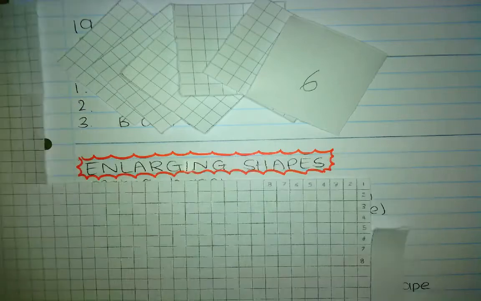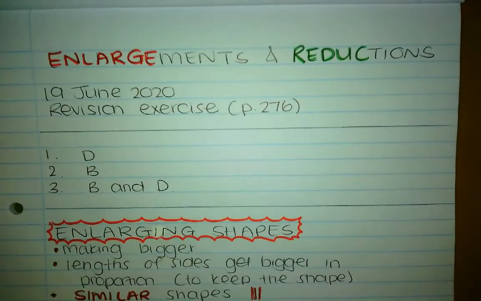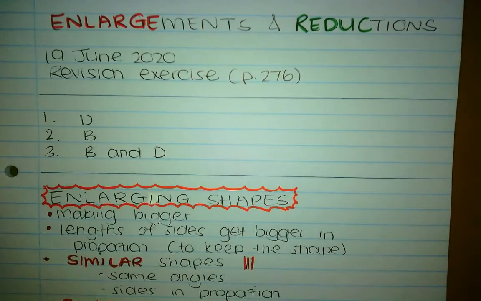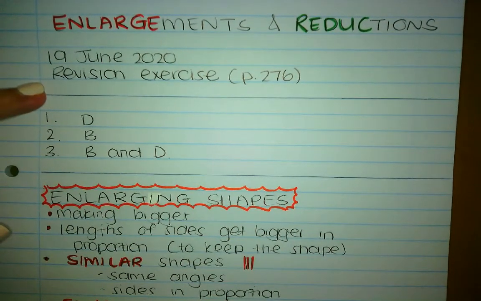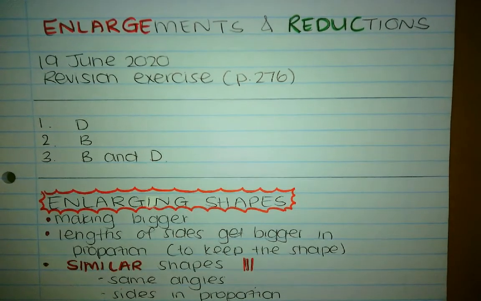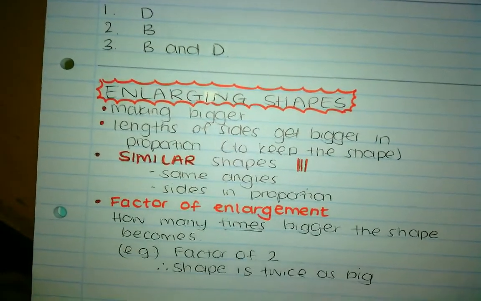Okay, so this needs to be in your books by now. Enlargements and reductions. Alright, and the revision exercise, and then the answers to the questions that we did yesterday. Then I want you to please write this down, enlarging shapes.